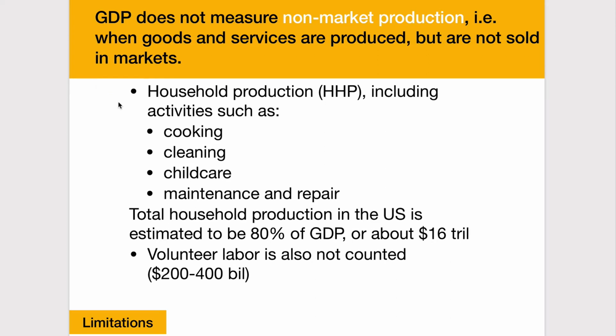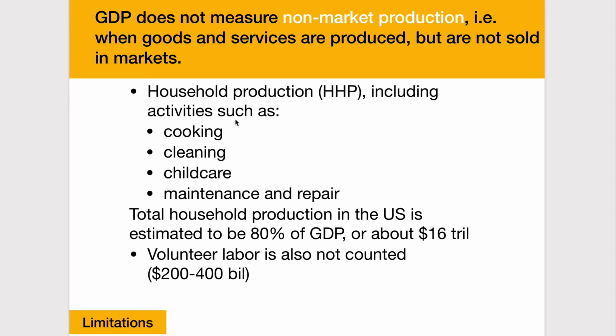So one of the big ones here is called household production, HHP, and this includes activities such as cooking, cleaning, childcare, maintenance and repair. This is a pretty big item in the United States. There's a lot of economic production that goes on. And this is like any other kind of economic production. That is, you take raw materials and you add value to them with labor and produce a good or service that's higher value than what you started with. Just like anything else.